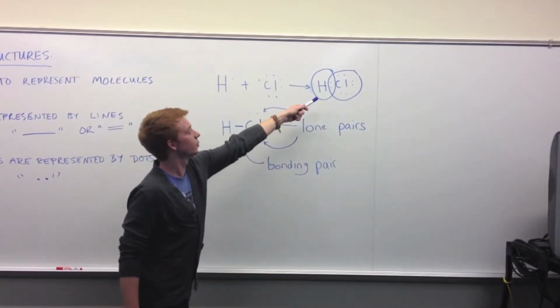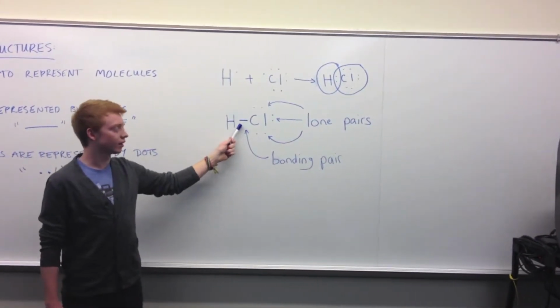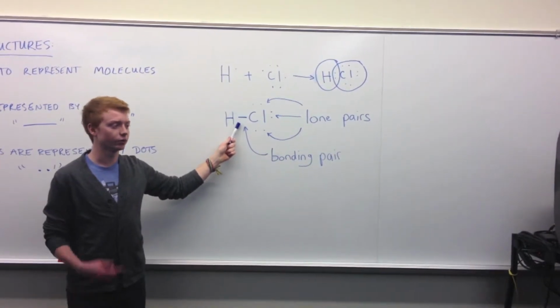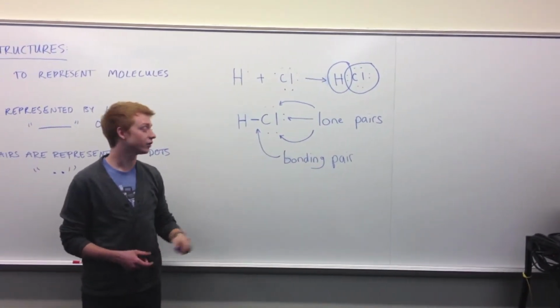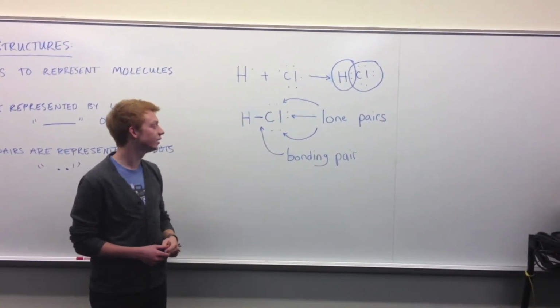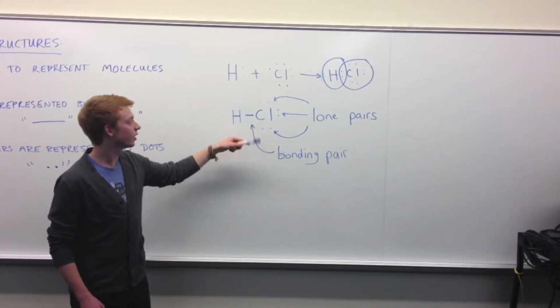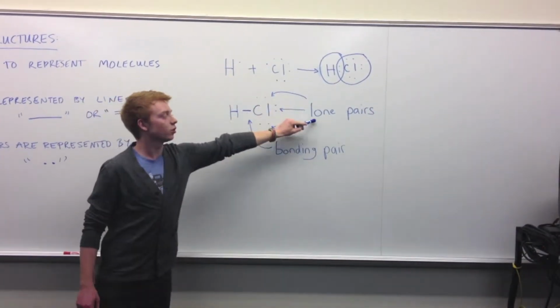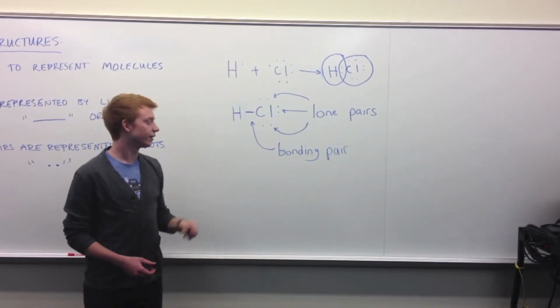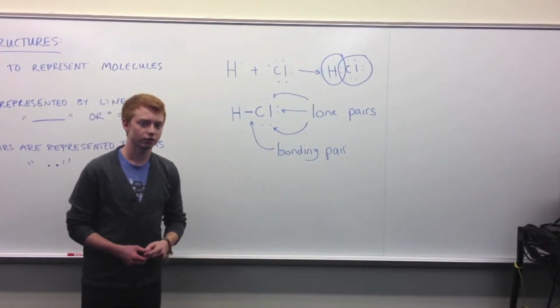As you can see, a line will represent this. When one pair is shared, it's called a single bond, represented by 1 line. So you have your bonding pair, and then you have 3 lone pairs around the chlorine. That's how you draw a basic Lewis structure.